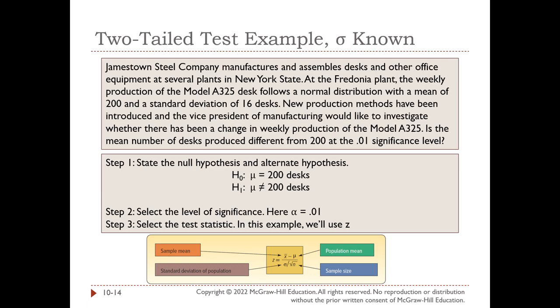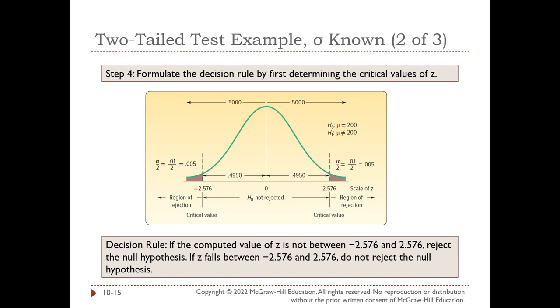Again, step 2 is selecting the level of significance. Here, alpha equals 0.01. That is part of our problem. And then step 3, we're going to select the test statistic in this example. Since standard deviation is known, we're going to use Z. If we did not know the standard deviation of the population, then we would use a t value. Again, they showed the formula right down here at the bottom, and we're going to actually start putting this together. So here we go, two-tailed test still.